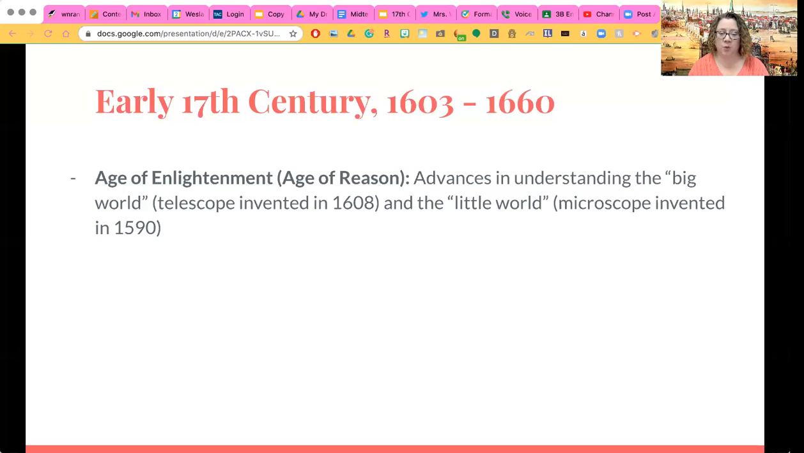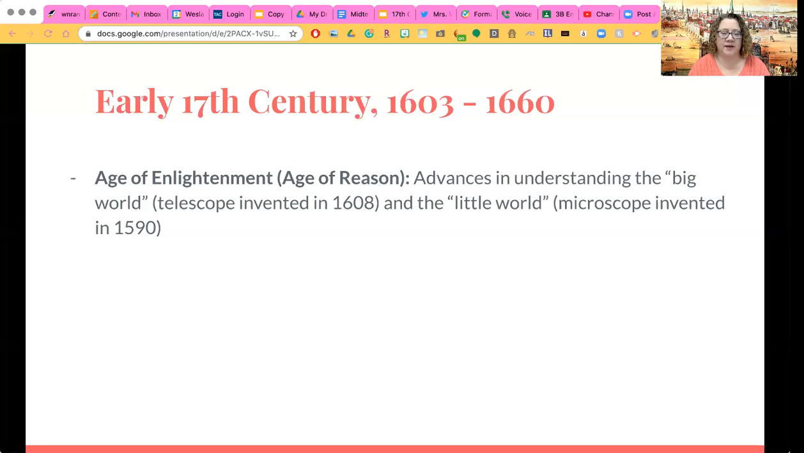But the little world is also being explored, the internal aspects of the human body, and the details that we can only see in a drop of blood. I don't know if you did that experiment in 6th grade or something, where you look at your blood under a microscope and you can see cells and things like that. They didn't know anything about that. And so that's brand new.